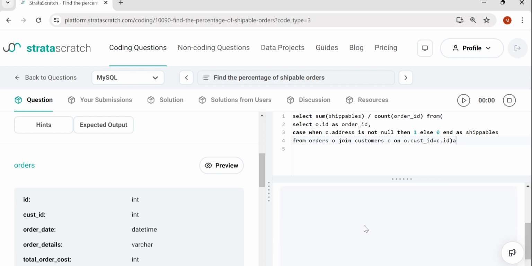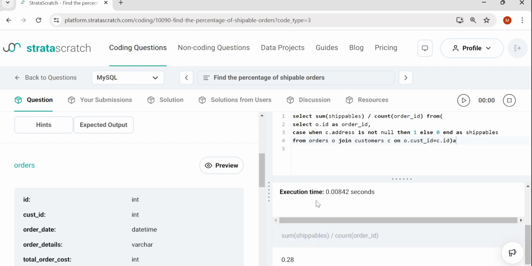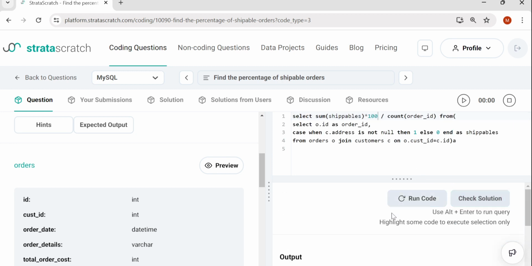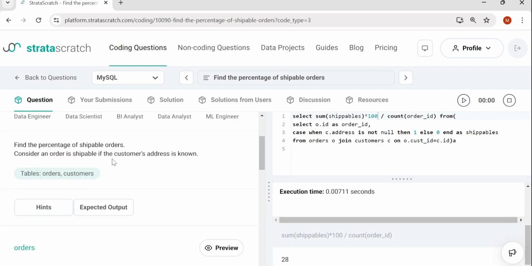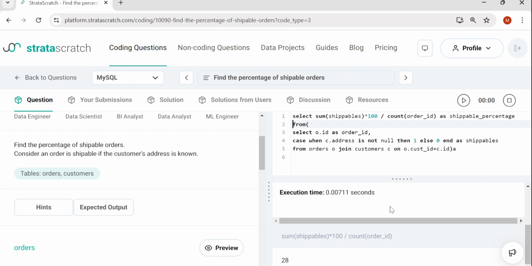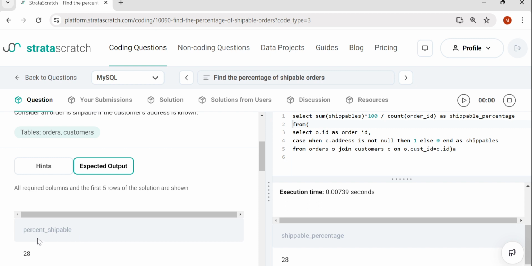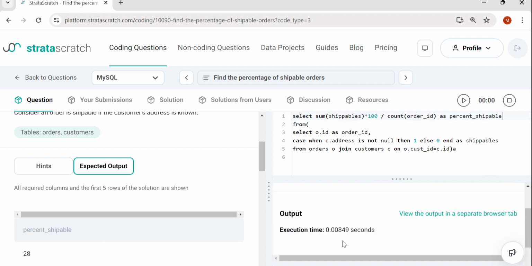Now you can see here, this is just a value, and we need to have the percentage, so you have to multiply by 100. Then see, this is 28 percent, and we need to return that as shippable percentage. You can observe in the expected output, it is percentage shippable, so we'll return it like that. You can see 28 only, right?